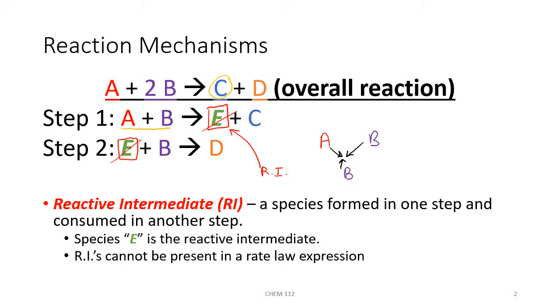So then maybe in a second step, that reactive intermediate combines with the other molecule of B that we need, and then we form our second product, D, in that second step. So if we take step 1 and step 2 and add them together, we should get back to the overall reaction. All of the elementary steps will give you your overall reaction when you add them up. In this case, we have one reactive intermediate because we only have two steps in this expression.